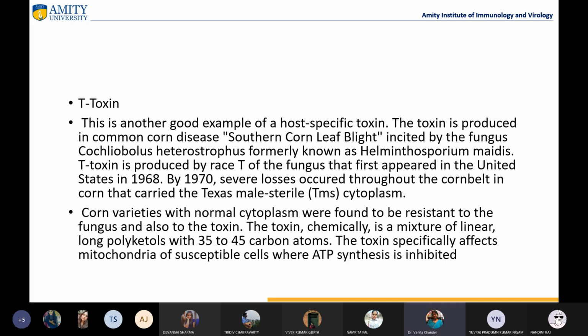This is also a host-specific toxin. It is produced in southern corn leaf blight, which is caused by the fungus Cochliobolus heterostrophus, earlier known as Helminthosporium, right? The T toxin is produced by race T of the fungus, which first appeared in the United States in 1968, and it caused severe losses there. Corn varieties with normal cytoplasm were found to be resistant to the fungus and also to the toxin. The toxin is a mixture of linear long-chain polyketols with 35 to 45 carbon atoms. This toxin affects the mitochondria of the susceptible cell, where ATP synthesis is inhibited by this particular toxin, right? So the T toxin is another toxin.